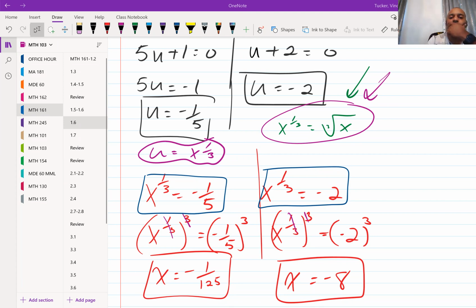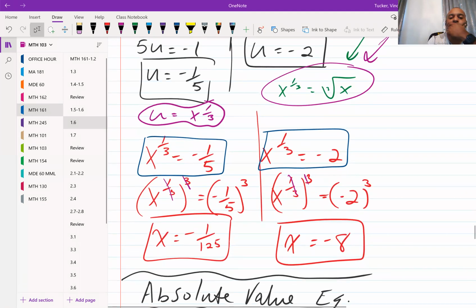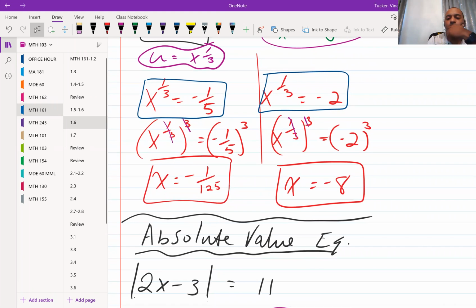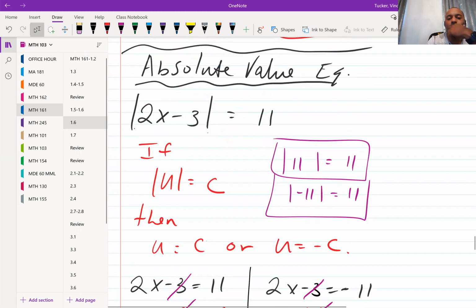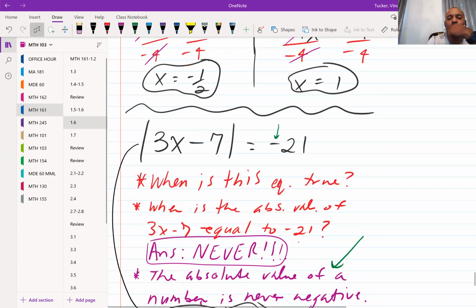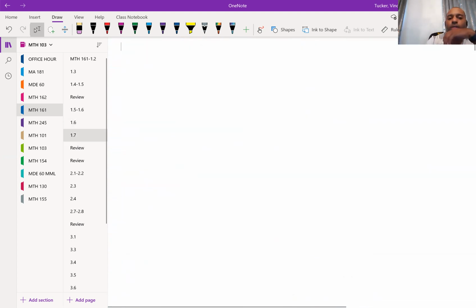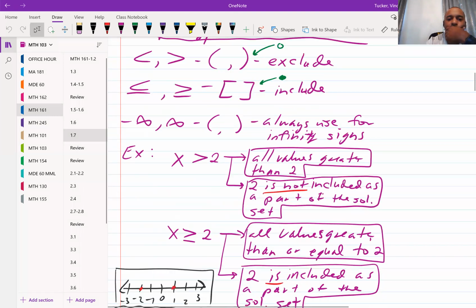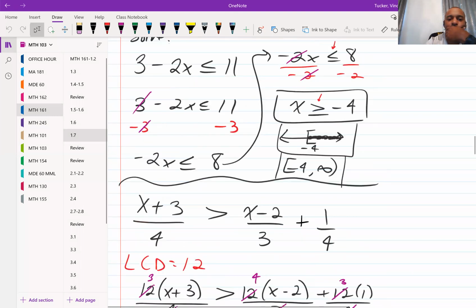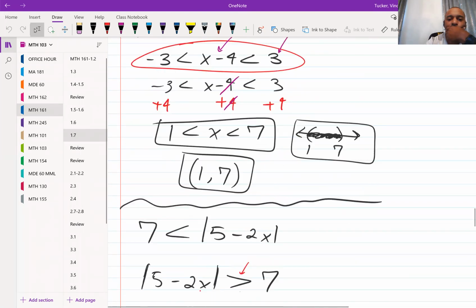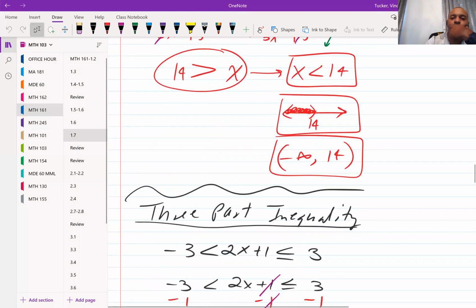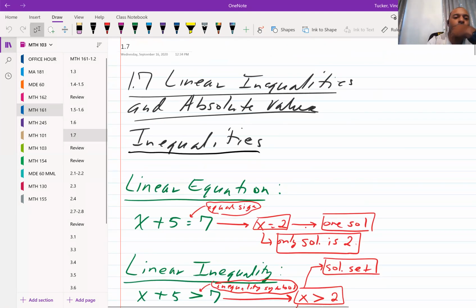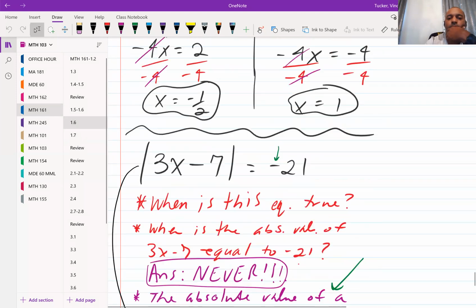All right. Can I scroll up? Oh, hold on 1 second. Absolute value. Let's see what's 1.7. We can try to do it. Let's see.